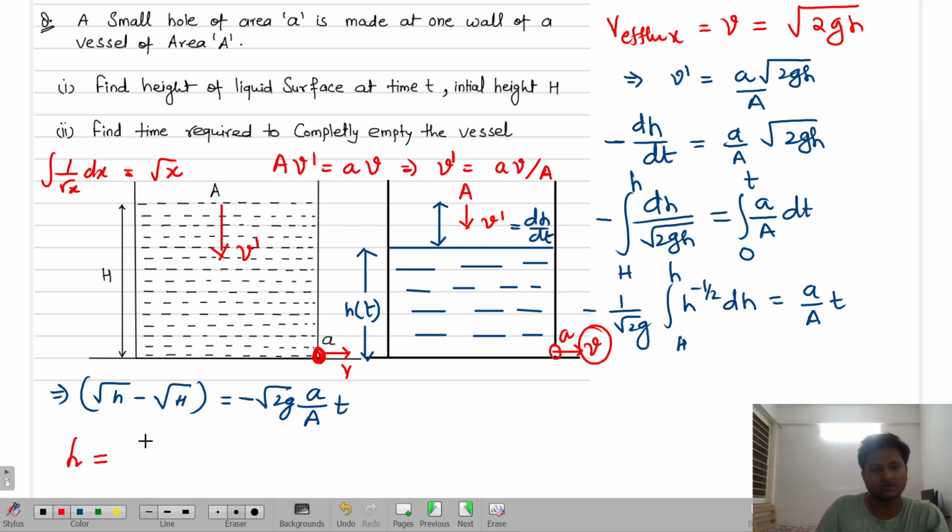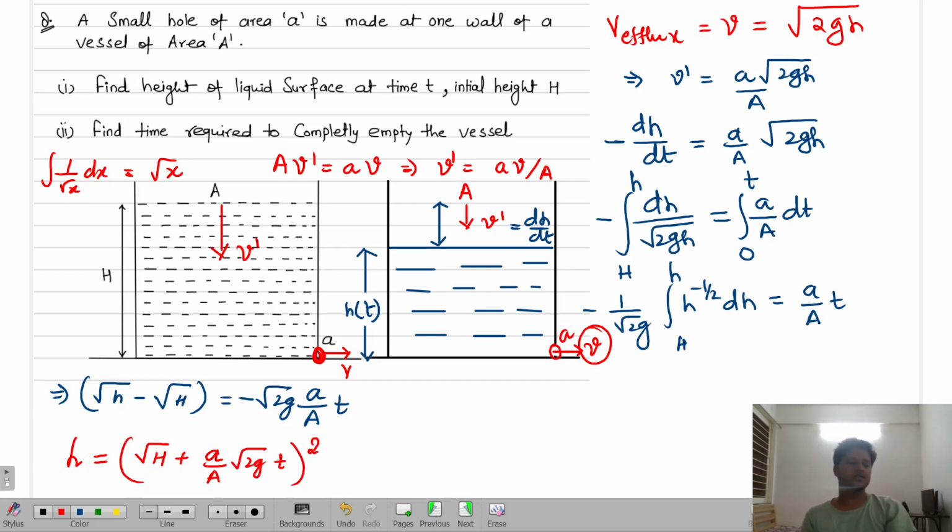h is equal to nothing but root under capital H plus capital A, small a by capital A into root under twice g into time period t to the power square. That's your relation of height. Is that clear or not? It should not be plus, it should be minus. Sorry. Is that clear?